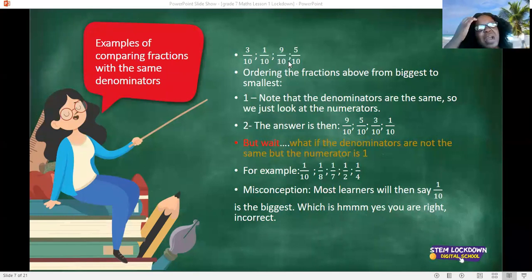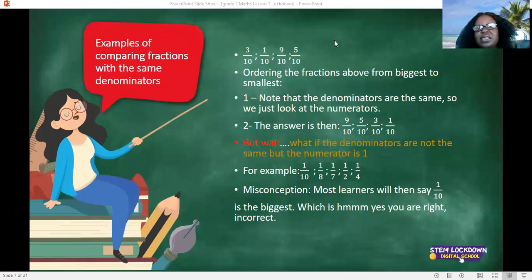Now, if we take it practically, because math is about practical things that we do every day: say your parents buy you a pizza and it's divided into 10 equal parts. You decide to take 9/10, someone takes of the same size pizza 5/10, someone takes 3/10, and someone takes 1/10. Obviously the one with 9/10 would have the biggest part, followed by 5/10, followed by 3/10, and then the last one is 1/10.